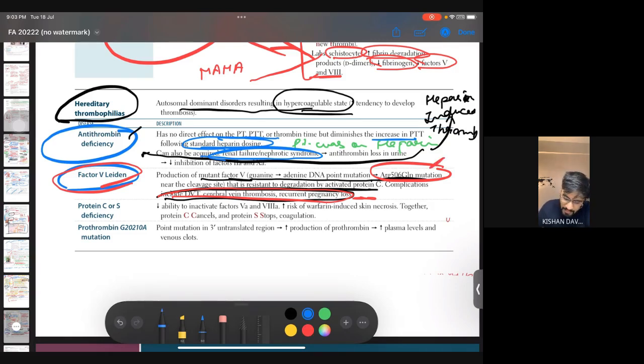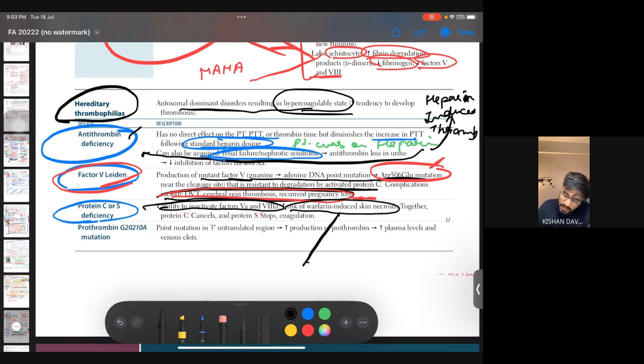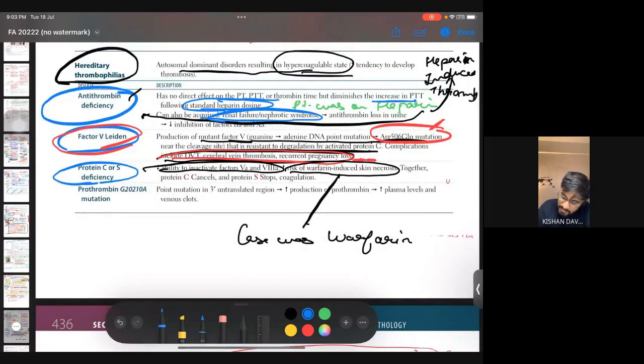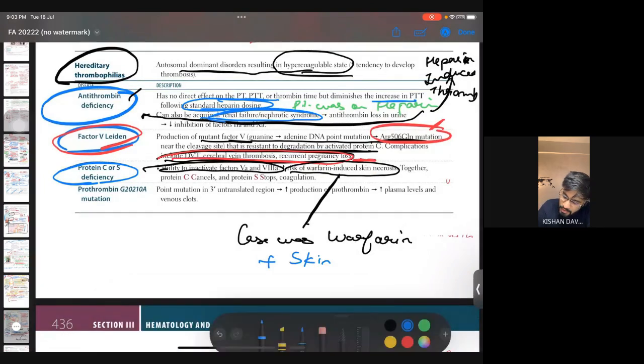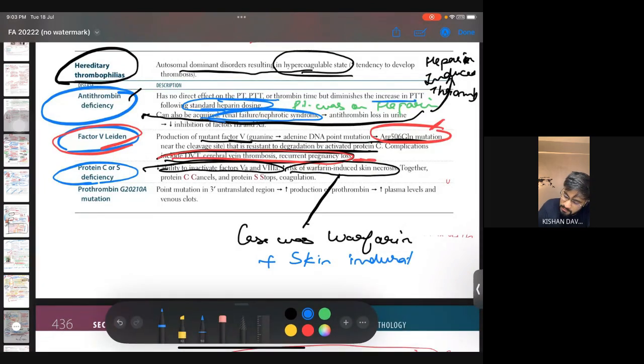Coming to next, we have protein C or S deficiency: inability to inactivate factors 5 and 7, increase in risk of warfarin induced skin necrosis. So here the case will be of warfarin, and what they will say is there was skin induration or necrosis. Okay, so if after taking warfarin there is skin necrosis or induration, you have to think about protein C or S deficiency. That's it.